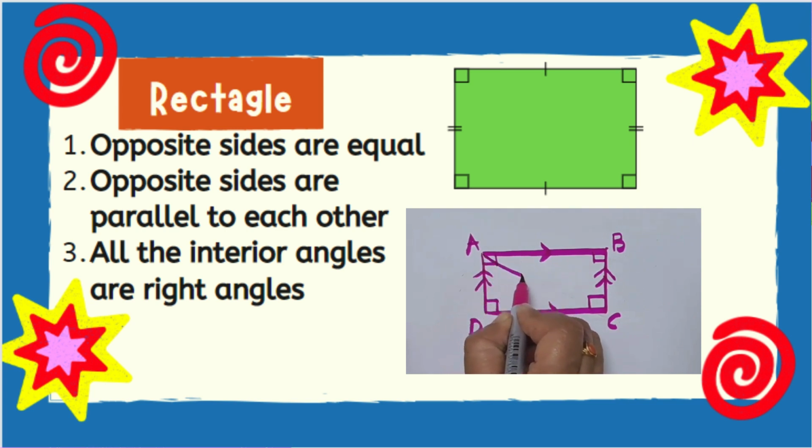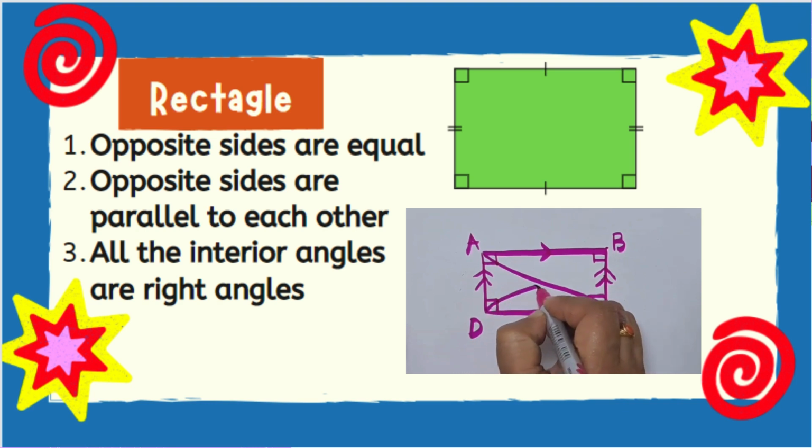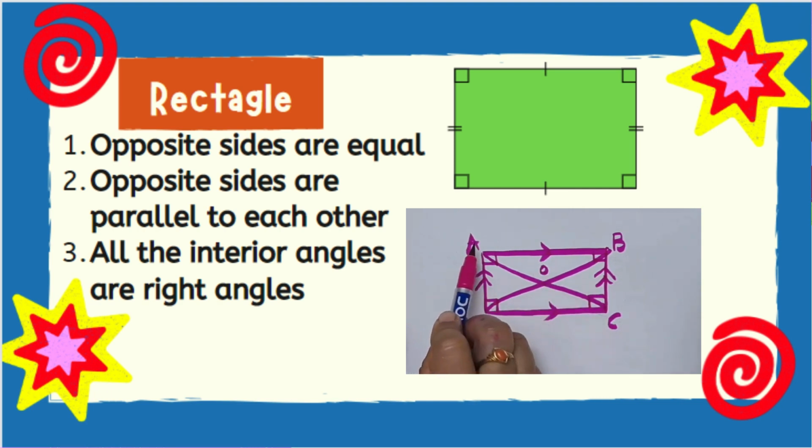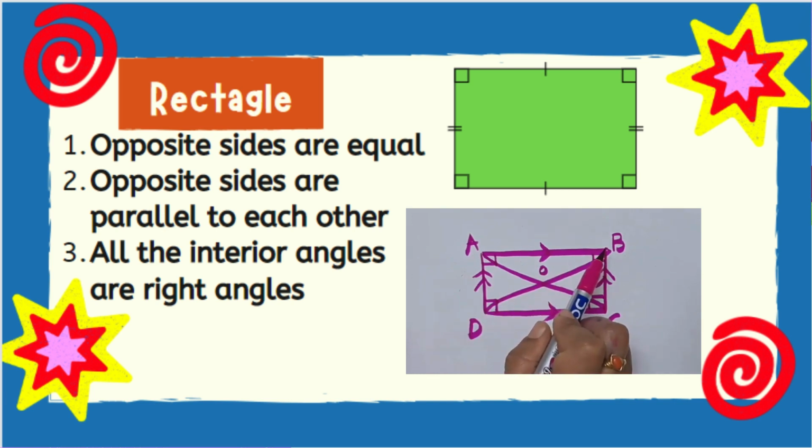Let's talk about the diagonals of the rectangle. Diagonals of the rectangle bisect each other. Let's say they bisect at the point O. Bisect each other means the distance AO is equal to OC, DO is equal to OB. So a rectangle is a parallelogram in which each angle is a right angle.